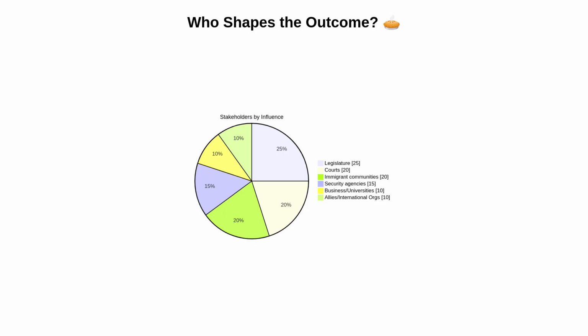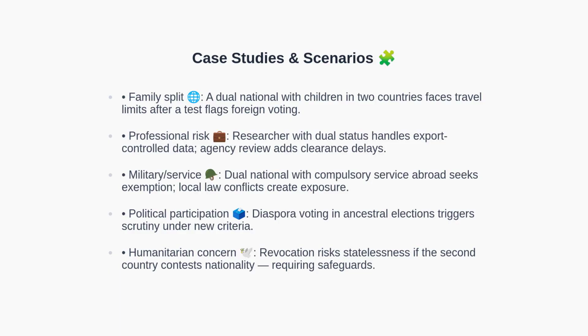With stakeholders in view, let's consider concrete scenarios. Consider these scenarios. A parent with children in two countries faces new travel restrictions after foreign voting triggers scrutiny. A researcher with dual nationality working on sensitive projects experiences clearance delays due to agency review. A dual national subject to compulsory service abroad seeks exemptions but encounters conflicting obligations. Diaspora voting in ancestral elections triggers risk assessments under new criteria. Finally, in rare situations, revocation could risk statelessness if the second country contests nationality, underscoring the need for robust safeguards.